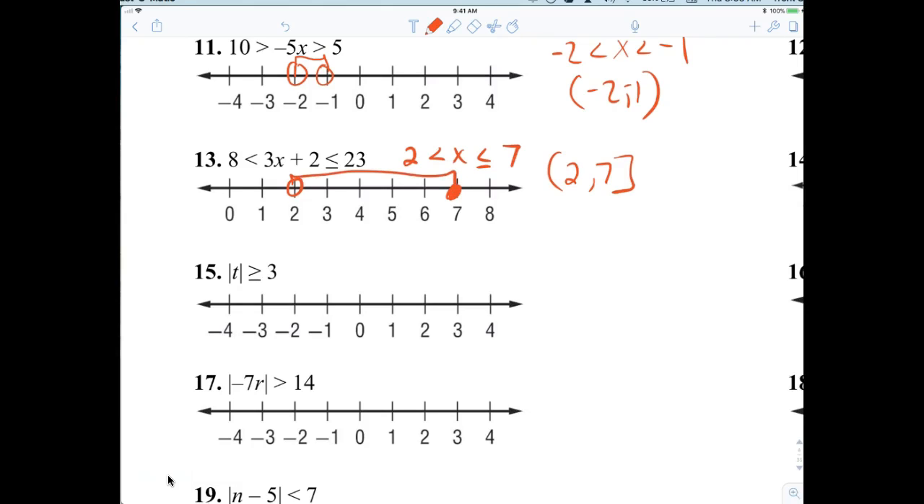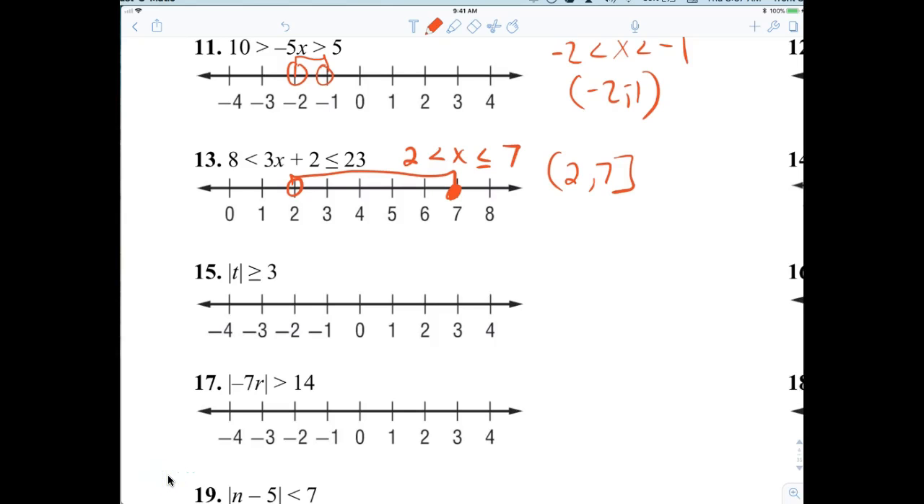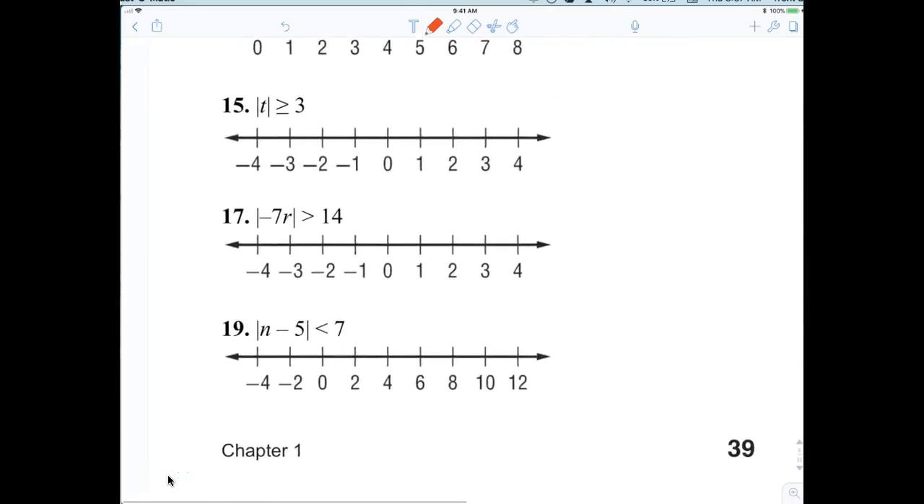But I really don't think I'm going to have you graph any. I just think graphing is beneficial because you can see the answer better if you use the number line. Hopefully you agree with that. Now put a star here.